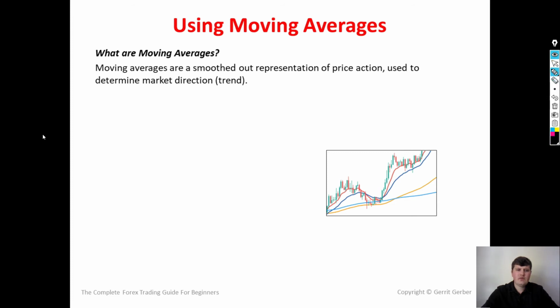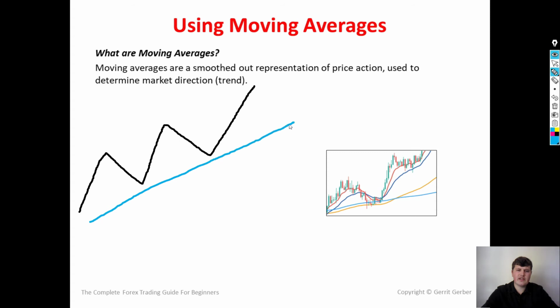Take for example this uptrend over here, and as you'll remember, the market usually moves in waves like this, impulsive and corrective waves, and moving averages are just used to give a smoothed out representation of this price action, because it's a lot easier to determine the trend direction by simply looking at this straight line than to look at this wave of price. And both of these indicate the same thing, that the market is in an upward trend.